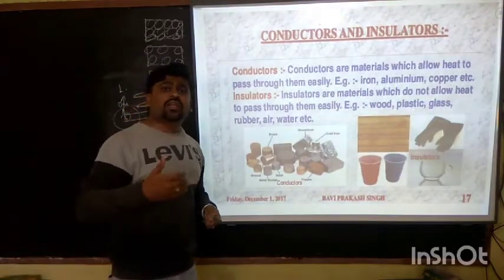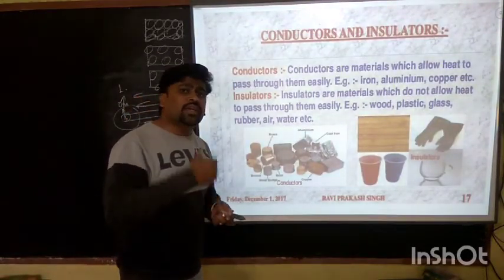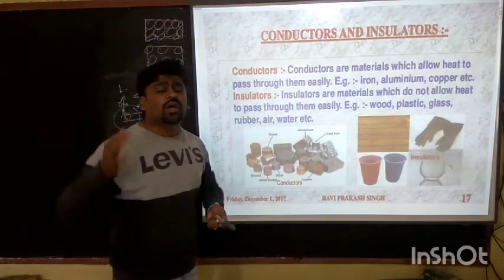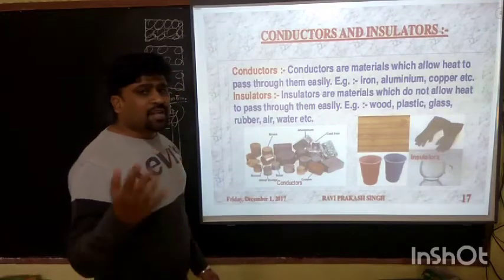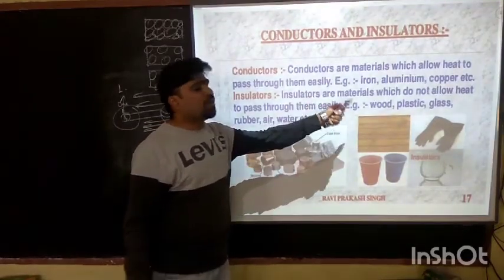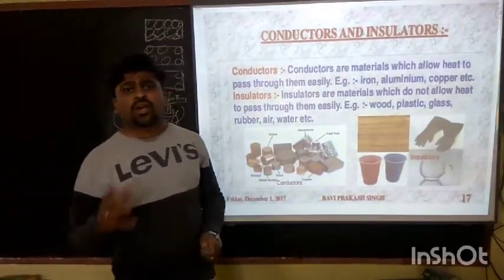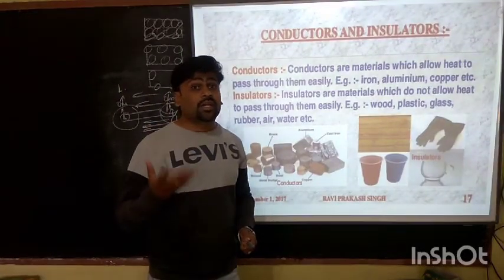In whichever substance heat passes from one end to another end, that kind of substance we call a conductor. For example, iron, aluminium and copper. These are the examples for conductors.